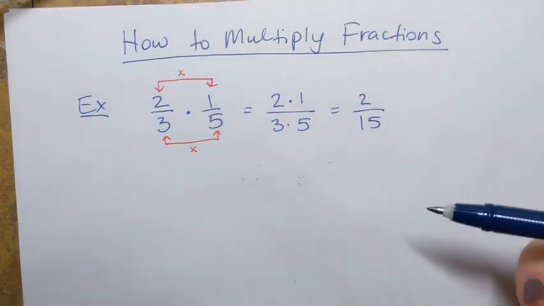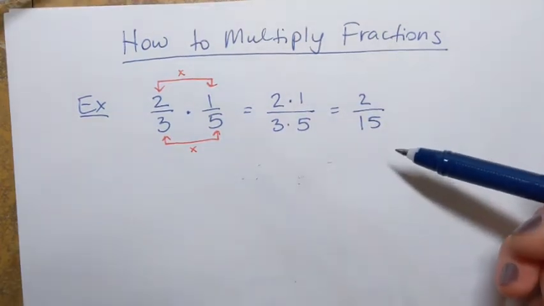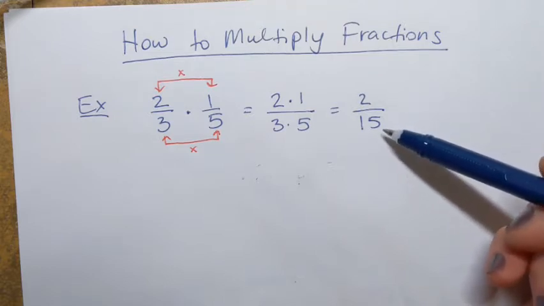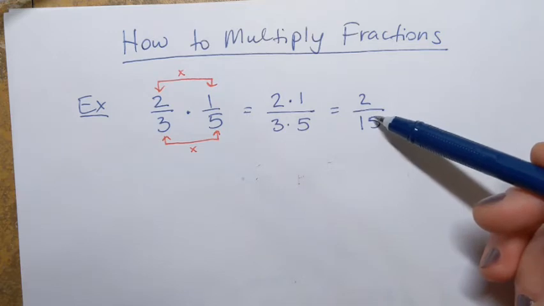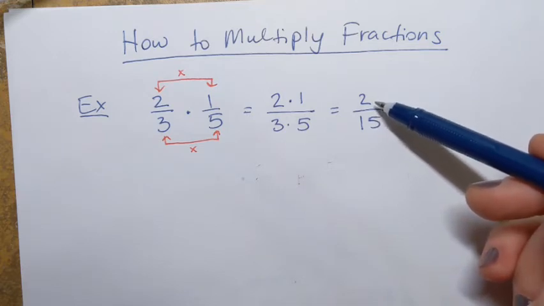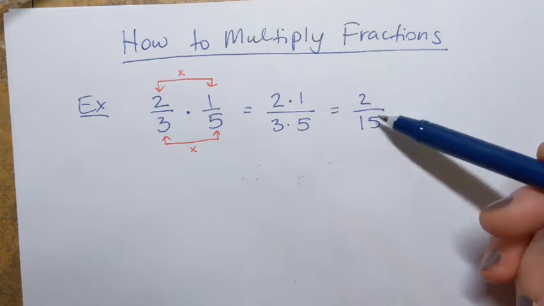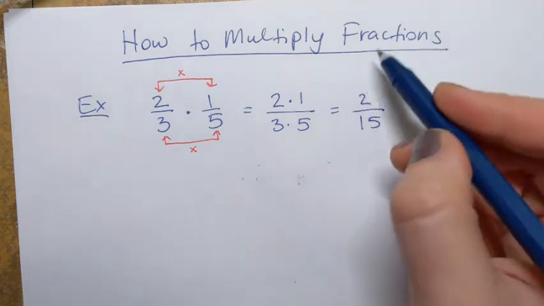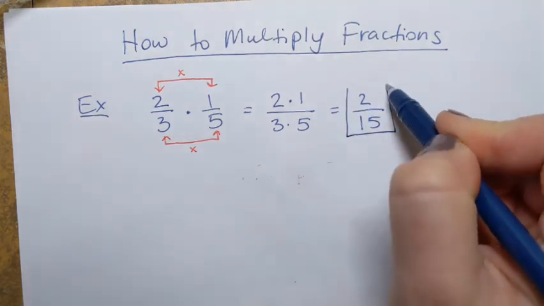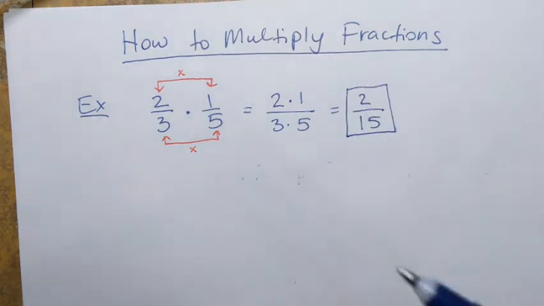When you obtain the final answer, you want to make sure that it's in the lowest terms. So if it's not, you want to simplify it. Now, if we look at 2/15, we can see that nothing divides, well, except 1. Nothing divides 2 and 15 at the same time, right? So it means that this fraction is in the simplest form, and we can box that as the final answer.